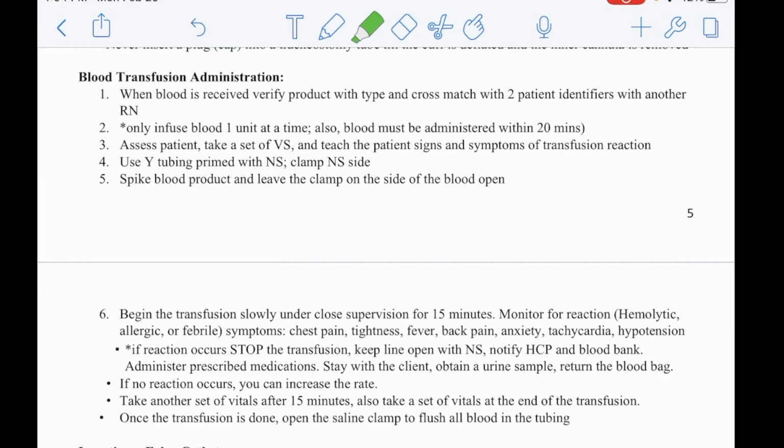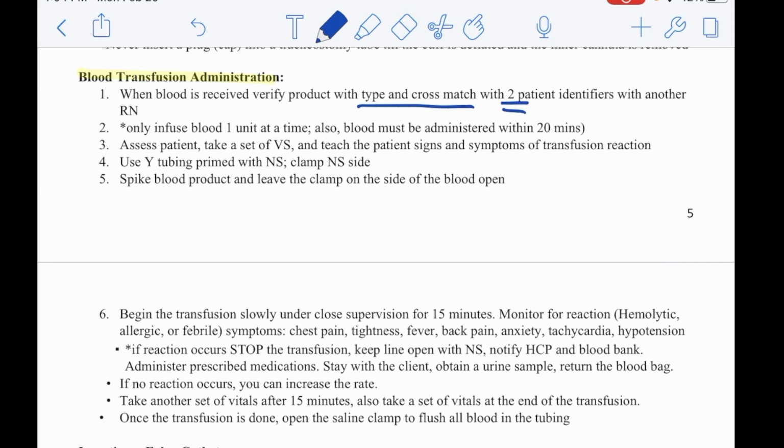Blood transfusion administration. So when blood is received, we need to verify the product with the type and cross match with 2 patient identifiers. So type and cross match, 2 patient identifiers with another nurse. Only infuse blood 1 unit at a time, and also blood must be administered within 20 minutes. Assess patient, take a set of vitals, and teach the patient signs and symptoms of a transfusion reaction.